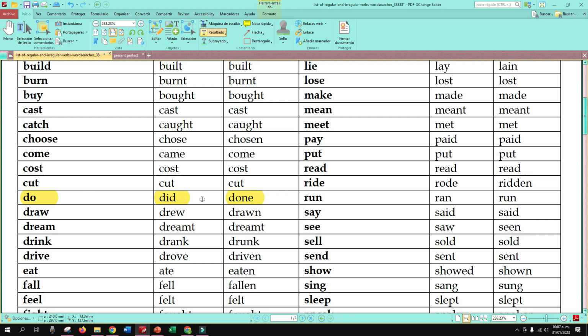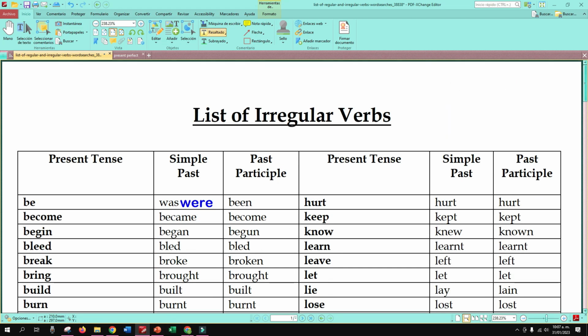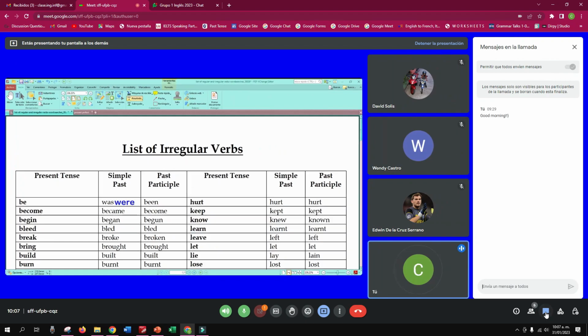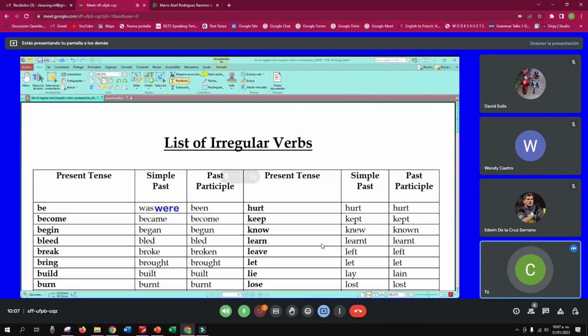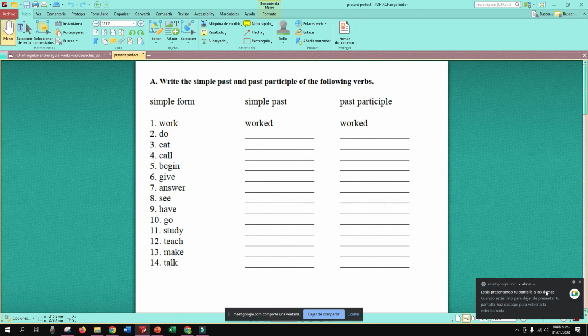Present, past, past participle. Do, did, done. Okay? So I will send you this list in the site, okay, for you to have it. And there you can check the past participles of the most common verbs. Yes? I don't know if you have questions. There you have it.